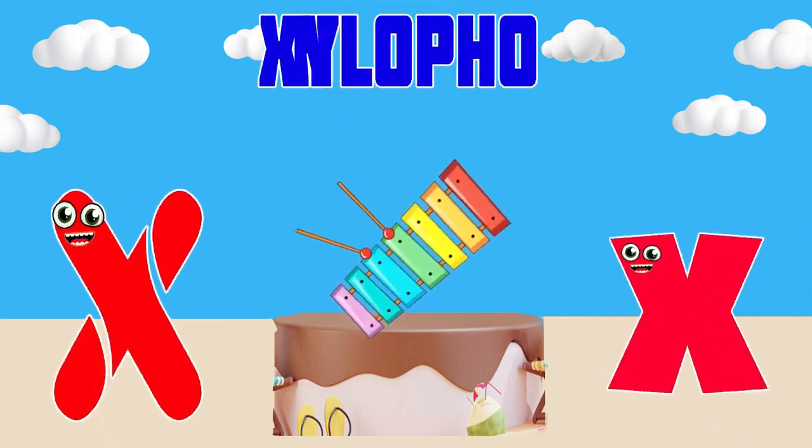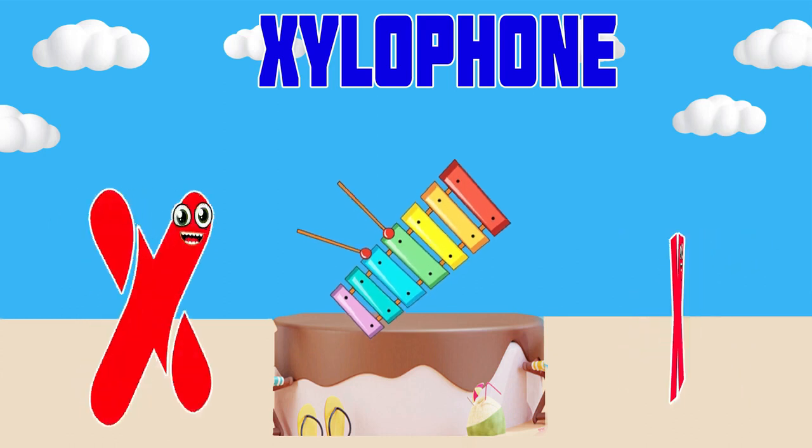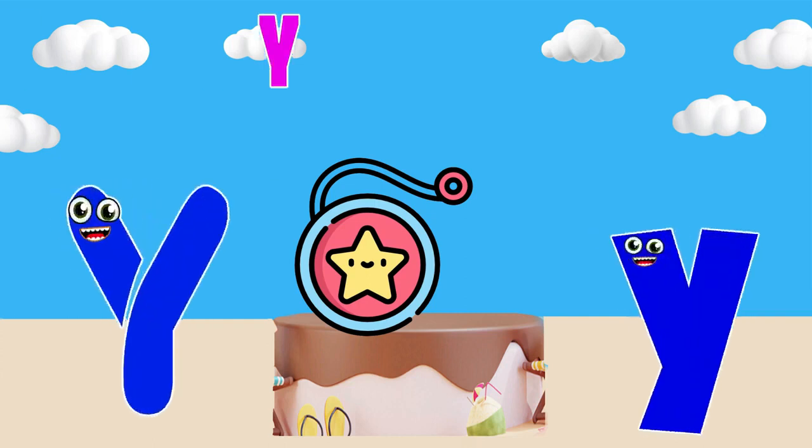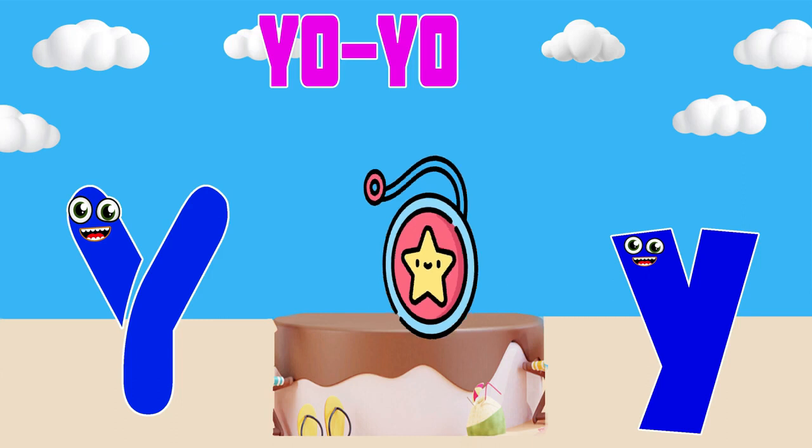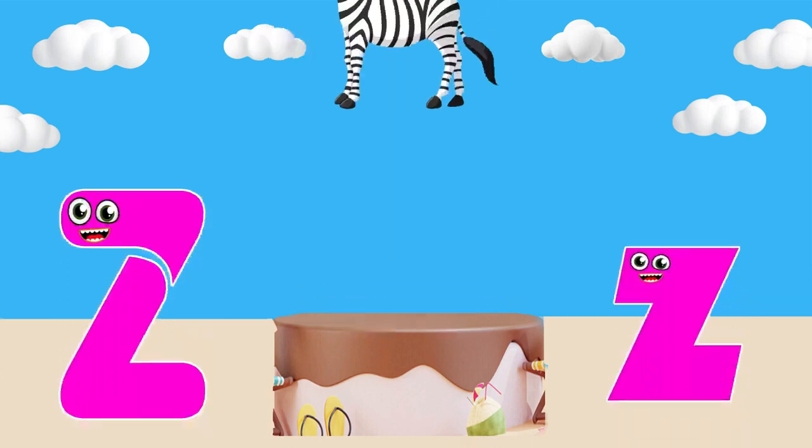X, xylophone. Y is for yo-yo. Yo-yo. Y, yo-yo. Z is for zebra.